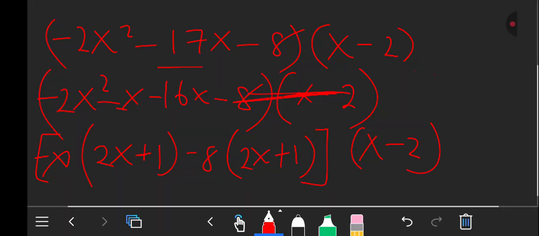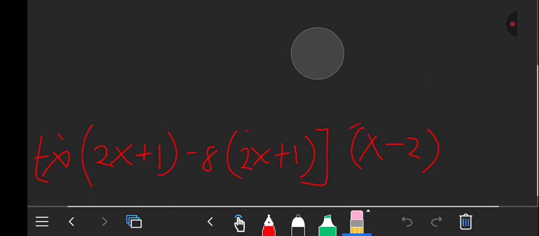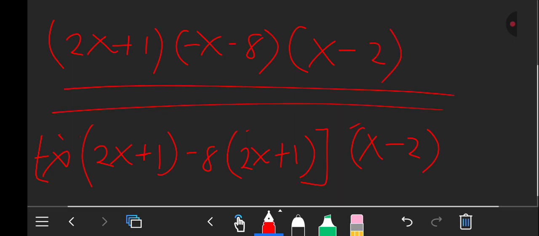So let me get rid of the top part. After you do this, you say x plus 1, then negative x minus 8, and we also group the factors x minus 2. So these are the factors for that polynomial, and by doing that you would have factorized the polynomial.